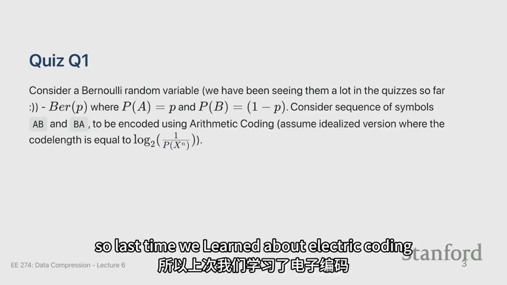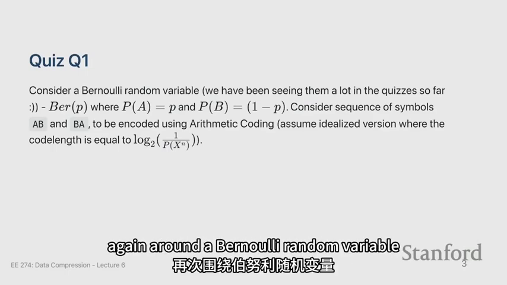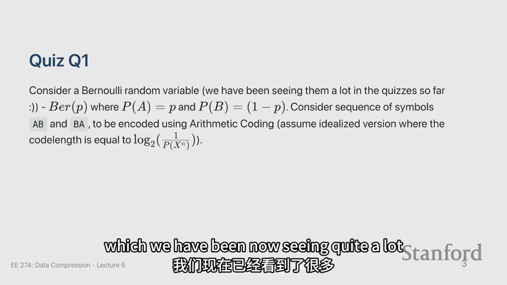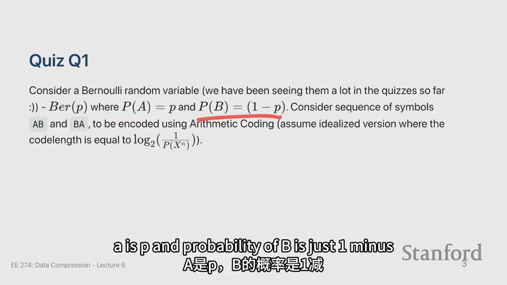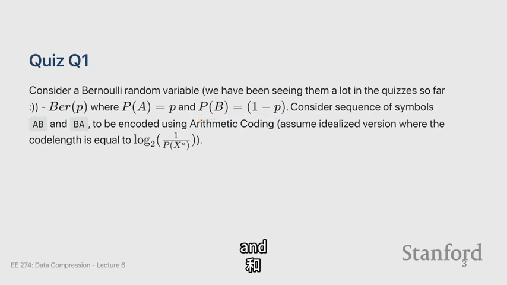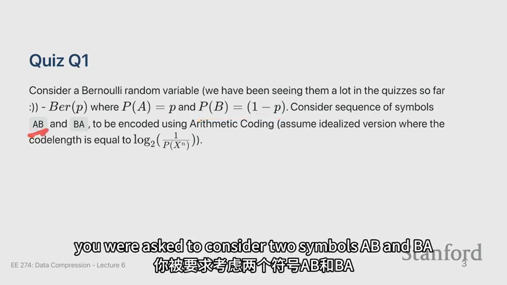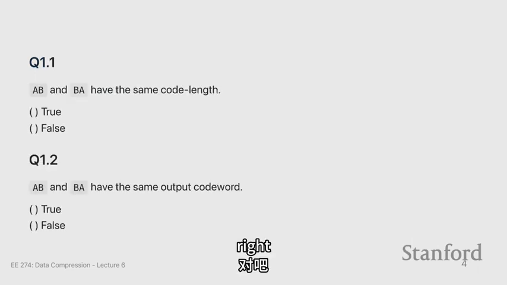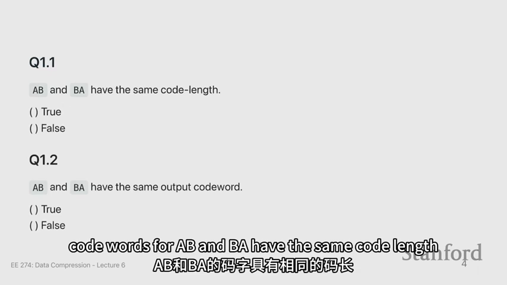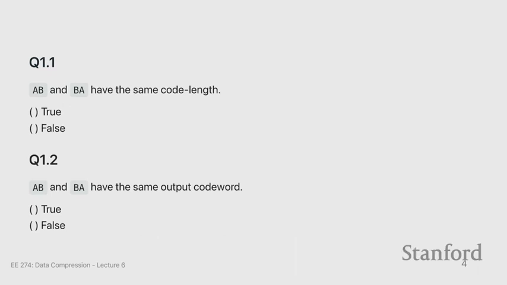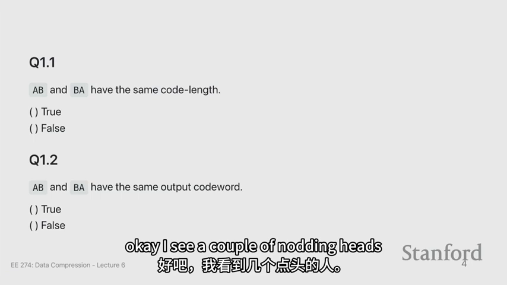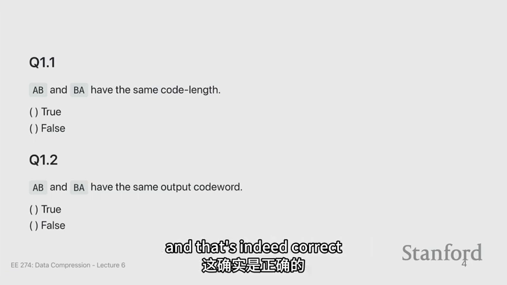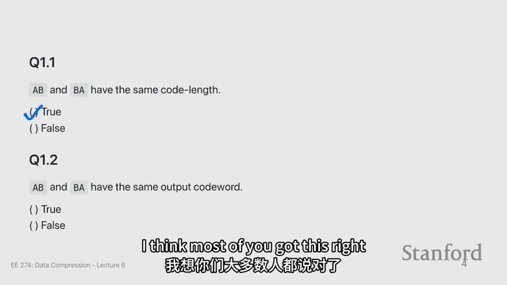Last time we learned about arithmetic coding, and the quiz question was again around a Bernoulli random variable, which we have been seeing quite a lot, where the probability of A is P and the probability of B is just 1 minus P. You were asked to consider two symbols, AB and BA, both to be encoded using arithmetic coding. The first part was: do the code words for AB and BA have the same code length? I see a couple of nodding heads, and that's indeed correct. I think most of you got this right.